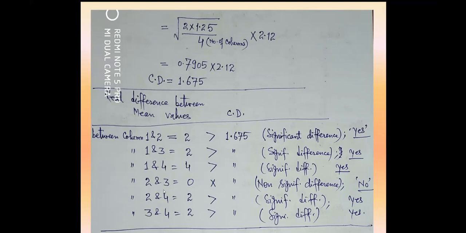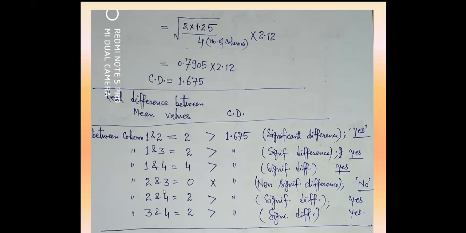So between column 1 and column 2, there is difference of 2, and that is why it is showing significant difference. The mean value of column 1 is 2, whereas column 3 is also 4. So there is significant difference. The mean value of column 1 is 2 and column 4 is 6. So there is difference of 4. You can say that yes, there is difference. Now, the difference between mean values of column 2 and 3 is 4 minus 4, which means 0. So in this case, there is no significant difference.